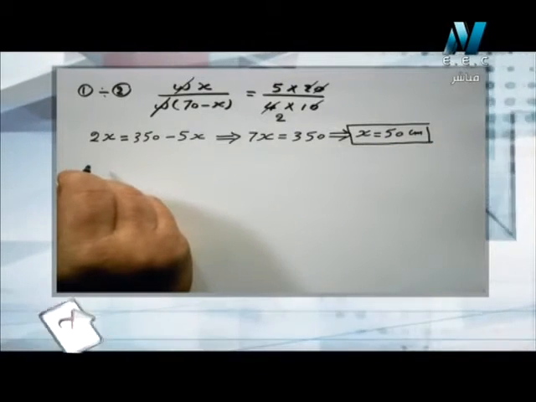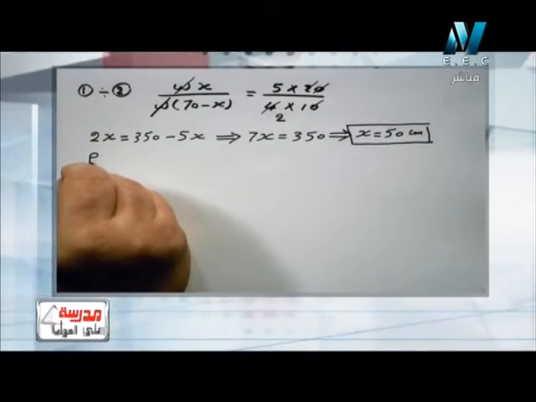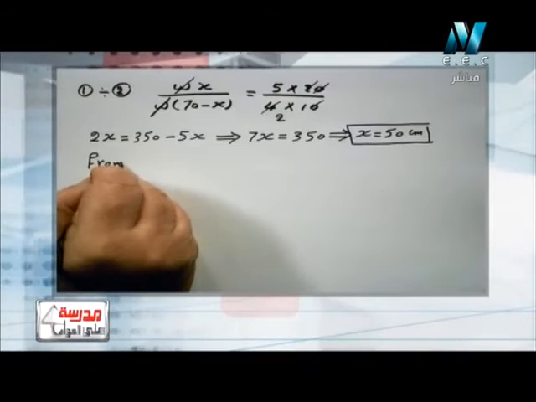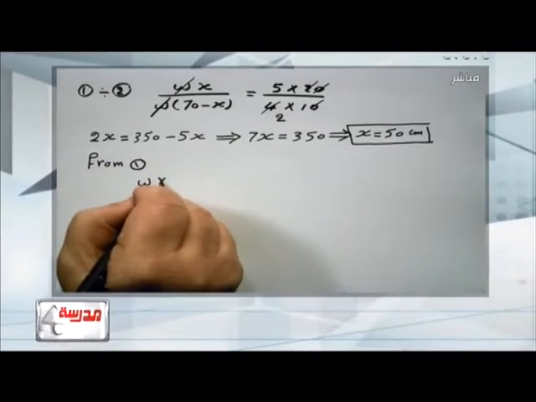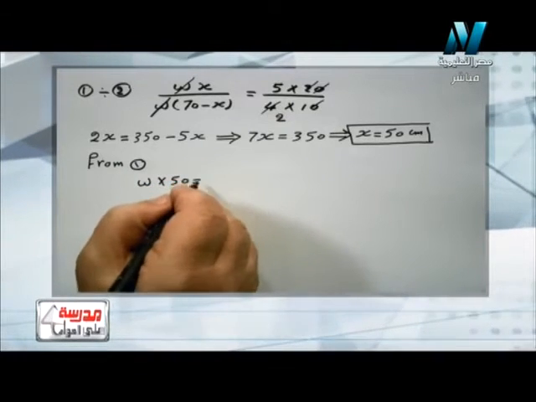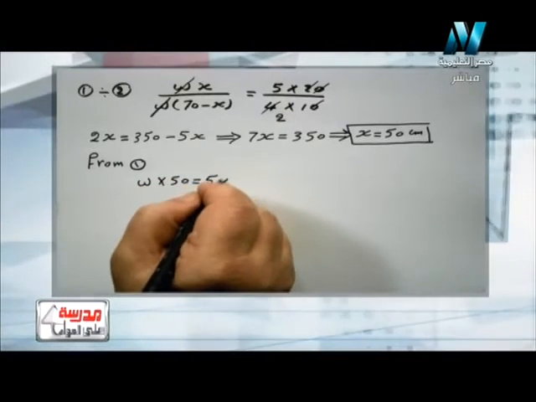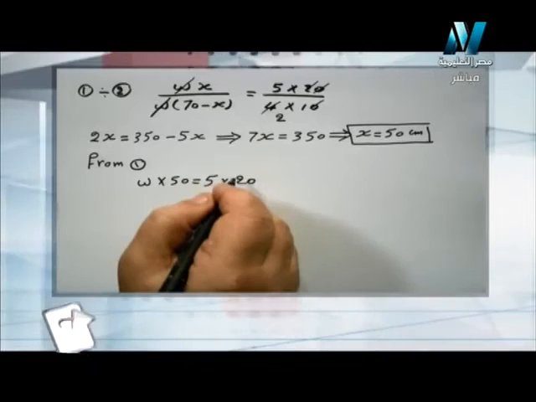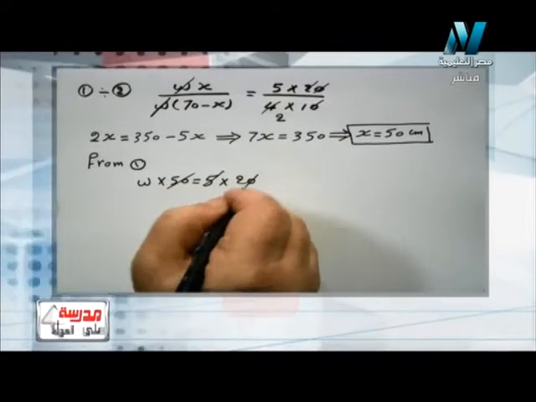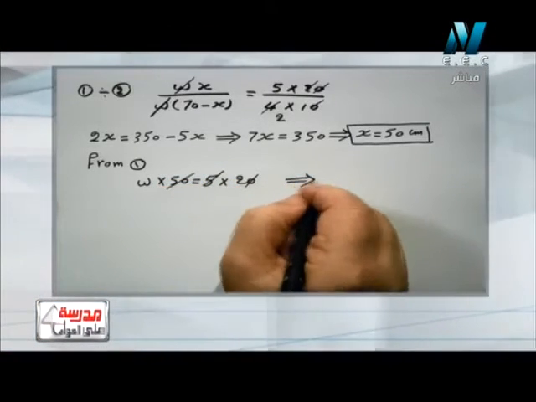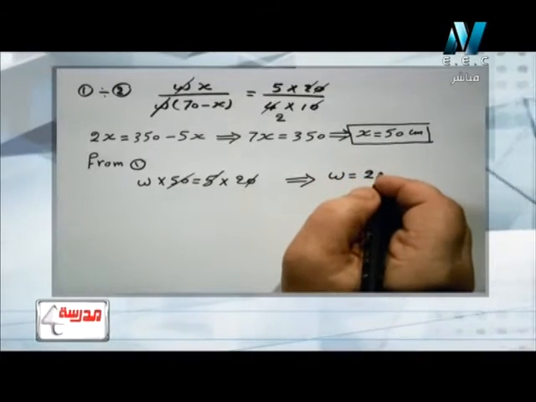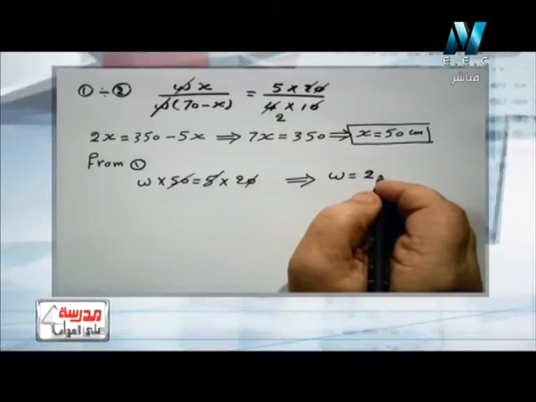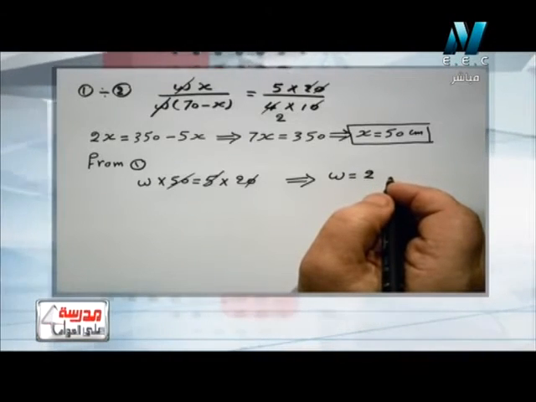To find the weight we have from 1: W multiply 50 equals 5 by 20. 5 with 50 with 0 يبقى على طول W equal to 2, its unit is kilogram weight.